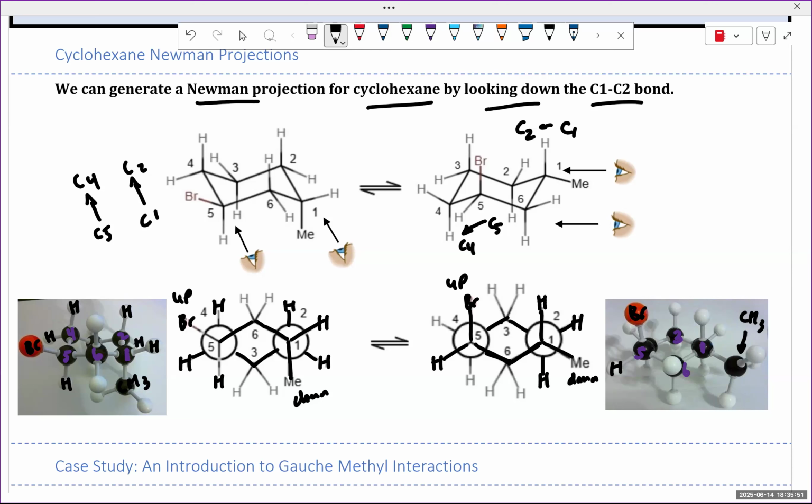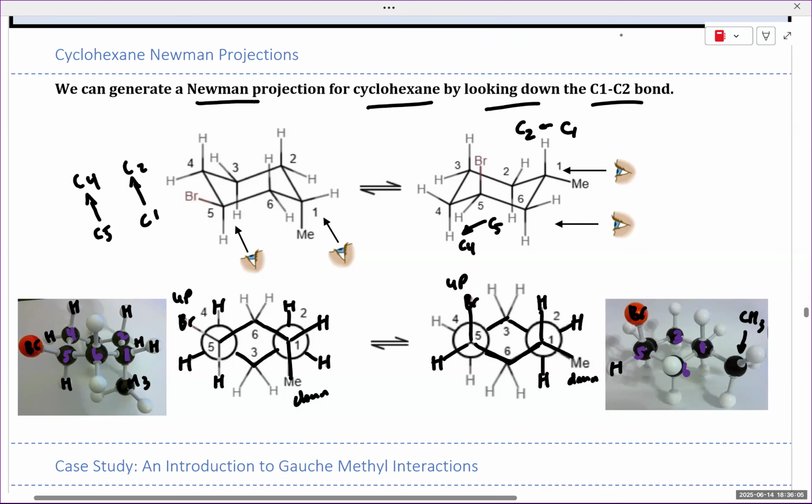Now, why do we draw these Newman projections? One, they can help us visualize certain interactions. And two, they're really useful to help us understand the true nature of a 1,3-diaxial interaction. So again, we can make these Newman projections by making a model of our molecule, making a model of our chair conformation, and looking down any set of carbon-carbon bonds. I just chose this particular set of carbon-carbon bonds for consistency.